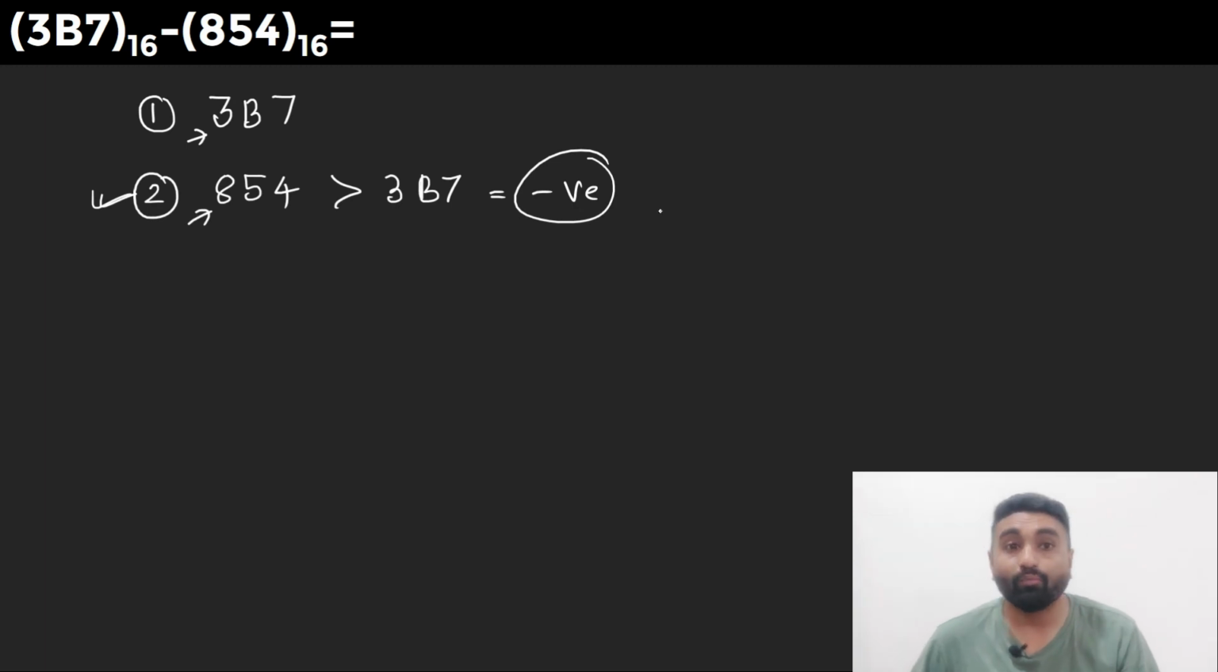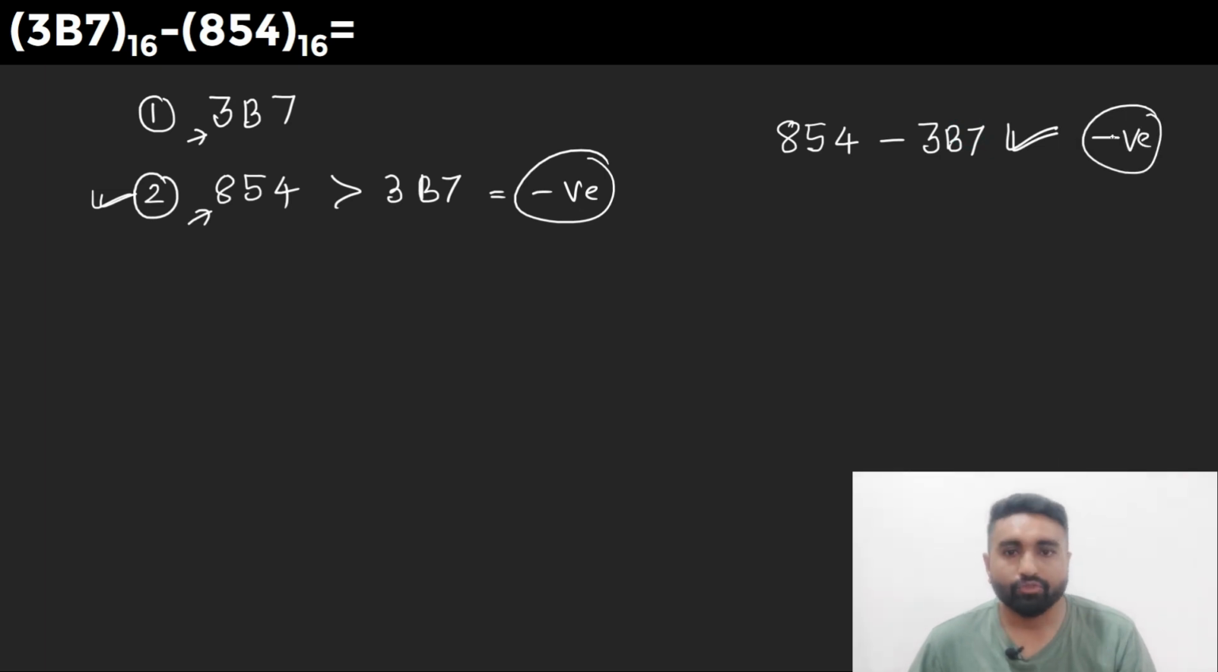Now to make this example easier, what we can do is the subtraction in a reverse manner. So from 854 minus 3B7 we will do, and whatever answer we get, we will put a negative sign in the answer. So our subtraction now is 854 minus 3B7.